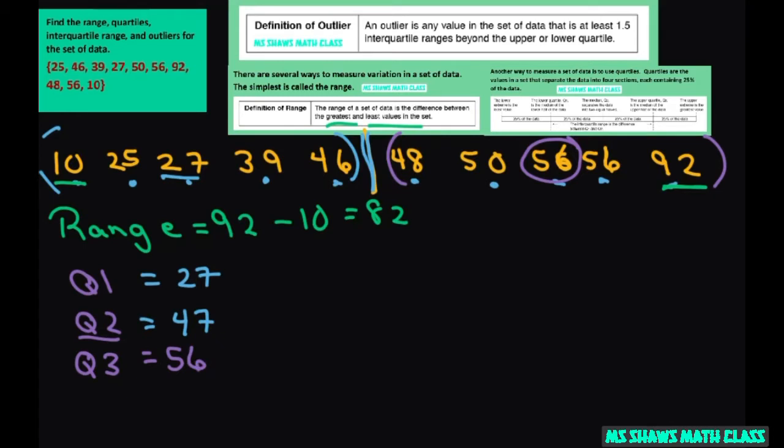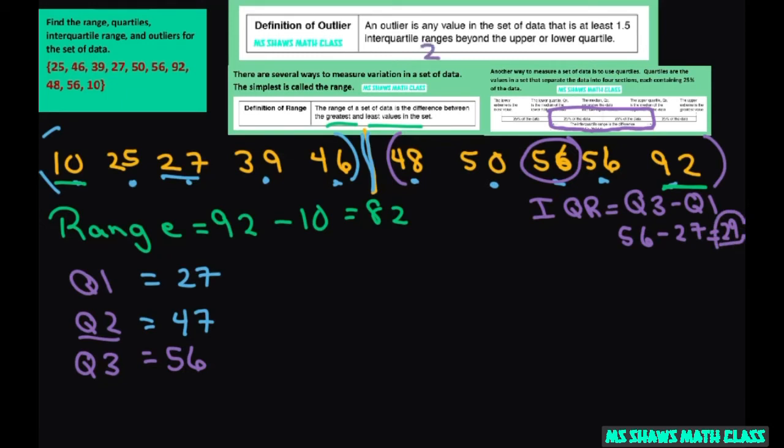Now, for your interquartile range, that's the difference, this area right in here. It's the difference between quartile 3 and quartile 1. So that's 56 minus 27, and that's going to equal 29. We're going to use that number to get any outliers. So let me just write 29 here. We know that was the interquartile range.